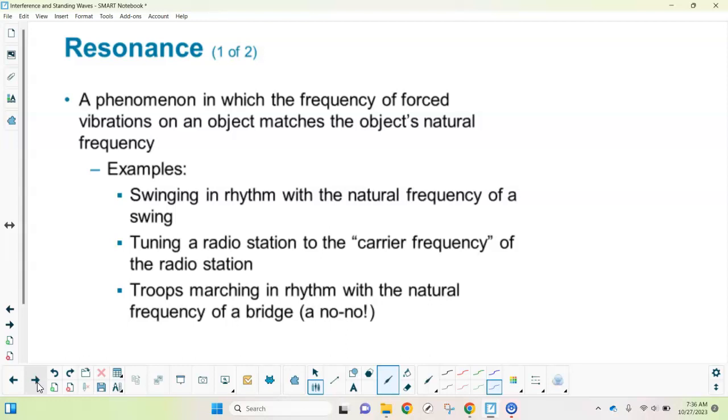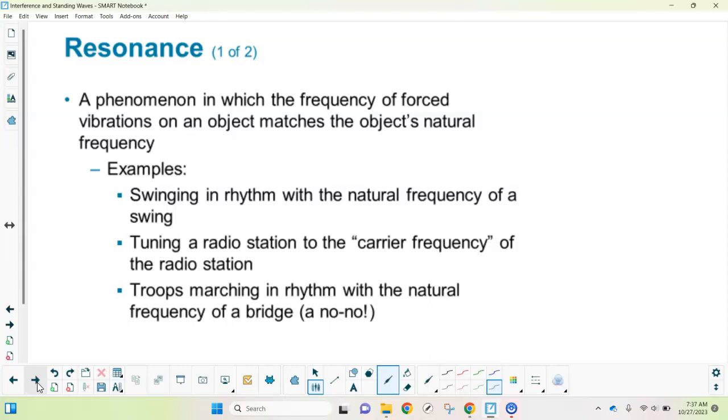So some examples of this, like a swing. So if you have a resonance, it's like, okay, something's swinging back and forth. Somebody's at a swing set and they're swinging back and forth, and you push them at the exact right moment. Your forced frequency, which is the push, is matching that natural frequency. That is the vibration that it's swinging back and forth at. And then when that happens, what happens is that object vibrates more. So you are basically adding to the amplitude, and the person swings higher and higher and higher.